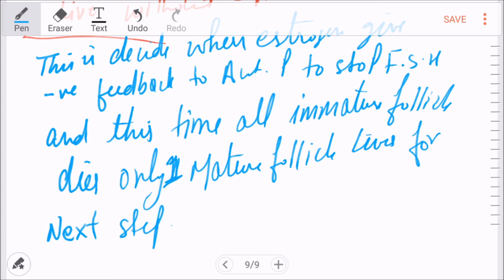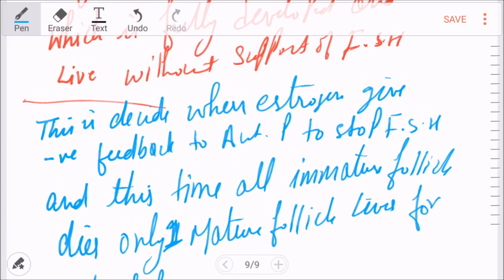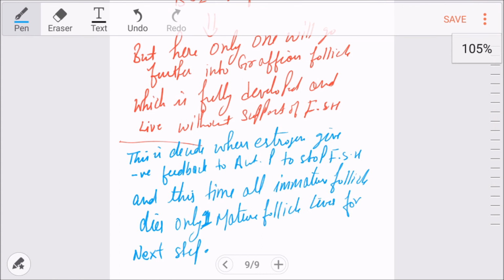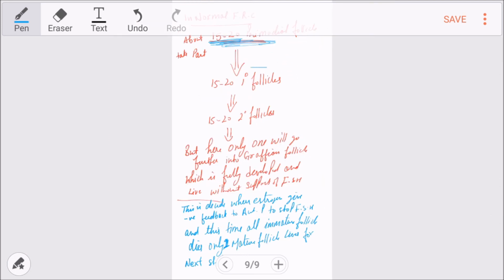So please keep in mind there are 15 to 20 primordial follicles that take part in one menstrual cycle, but only one gets matured and gives its ovum out.